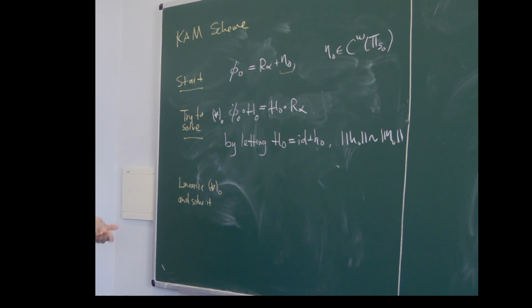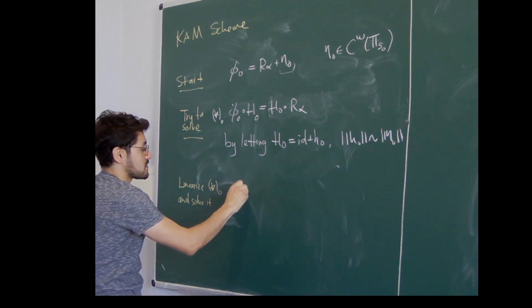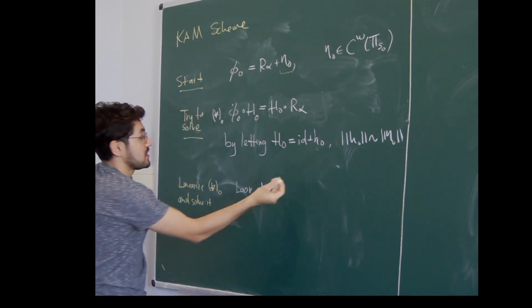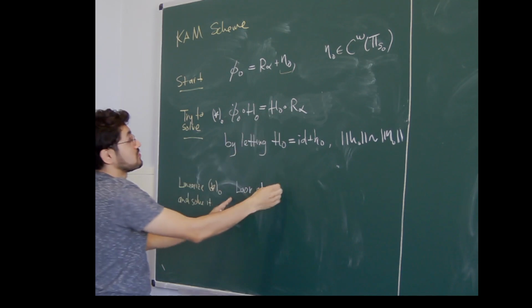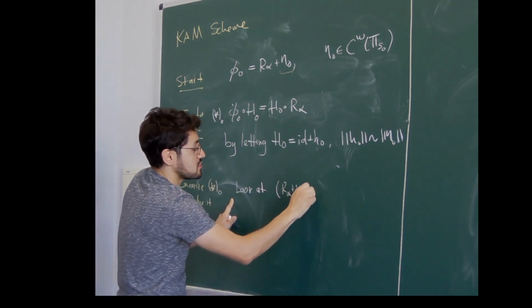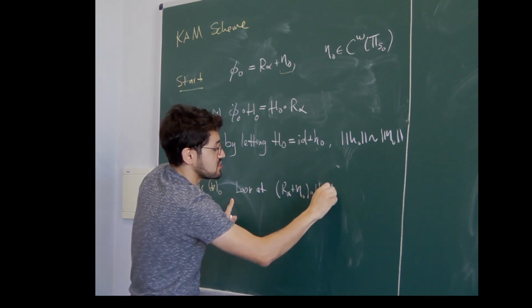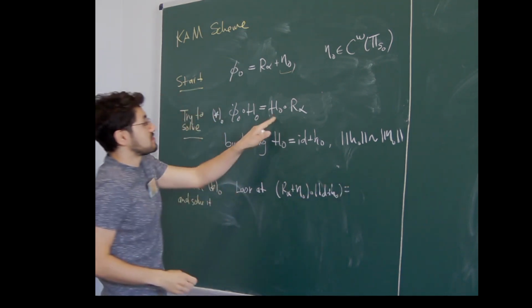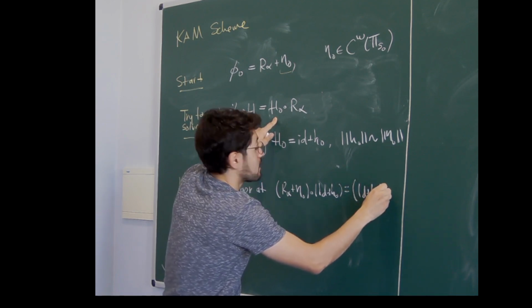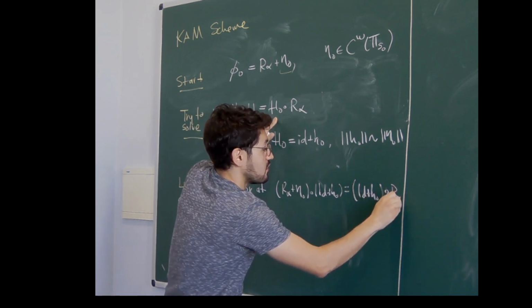So what do I mean by this? I look at this equation. If I spell it out, it will be R alpha plus 0 composed with identity plus H0 has to be equal to what I have on the other side, identity plus H0 composed with R alpha.